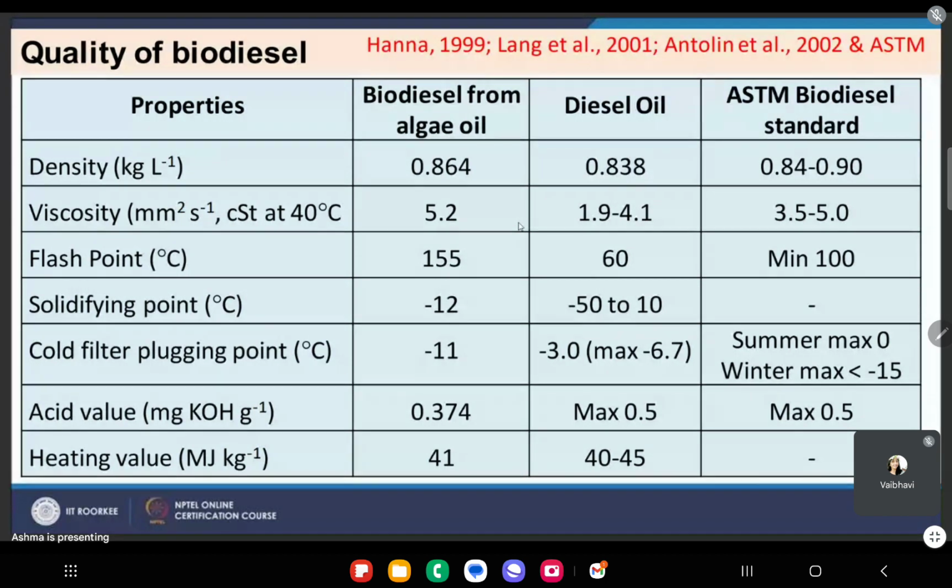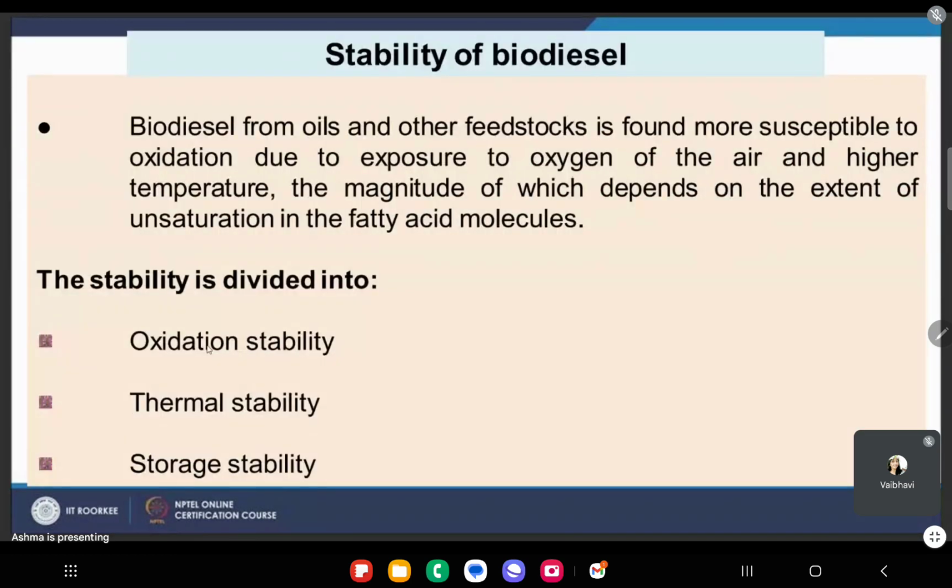So we can see that almost all the parameters are near to the ASTM biodiesel standard, and only the flash point of biodiesel from algal oil is 155 degrees centigrade, but for ASTM the requirement is minimum 100. So the biodiesel from algal oil meets all the ASTM biodiesel standards, and it is a very good source of diesel fuel for vehicles. Next is stability of biodiesel.